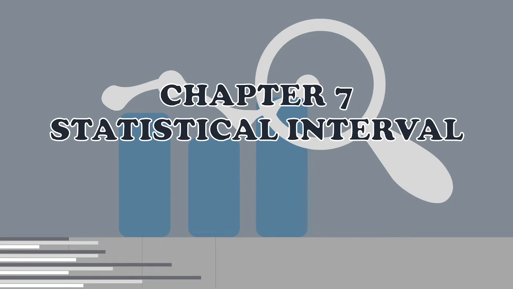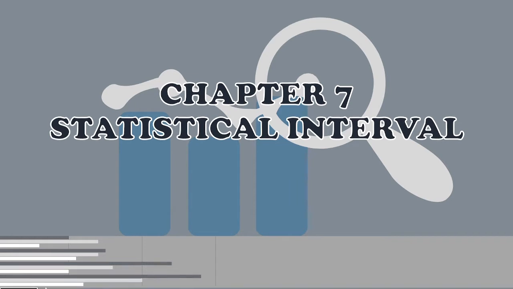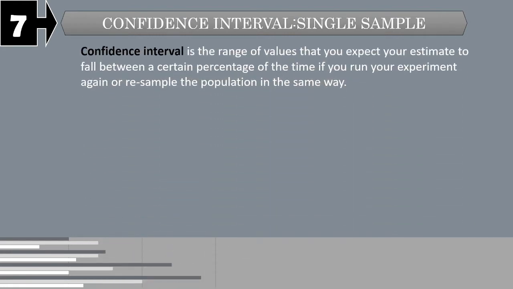This chapter will help us represent the uncertainty that exists in the data because we work with samples obtained from a larger population or process. The subtopic for this chapter is the confidence interval for a single sample. A confidence interval is the range of values that you expect your estimate to fall between a certain percentage of the time if you run your experiment again or re-sample the population in the same way.